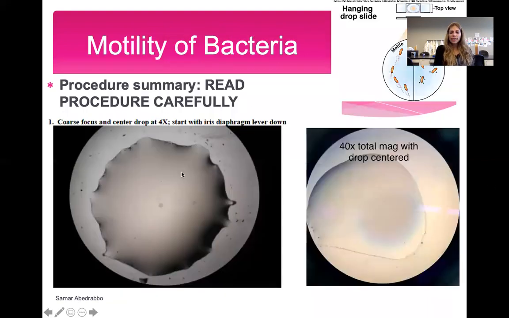So the way this is done is, I have a video demo that shows how it's done, but basically once you have your hanging drop slide, to look at it under the microscope, you start at the lowest magnification, which is 4x, or 40x total magnification, and you center your drop of water. You make sure that the iris diaphragm lever is all the way down. You want to lower the light all the way so that you are able to see something, because the drop of fluid is transparent and your slide is transparent. So if the iris diaphragm is up, it's very hard to see.